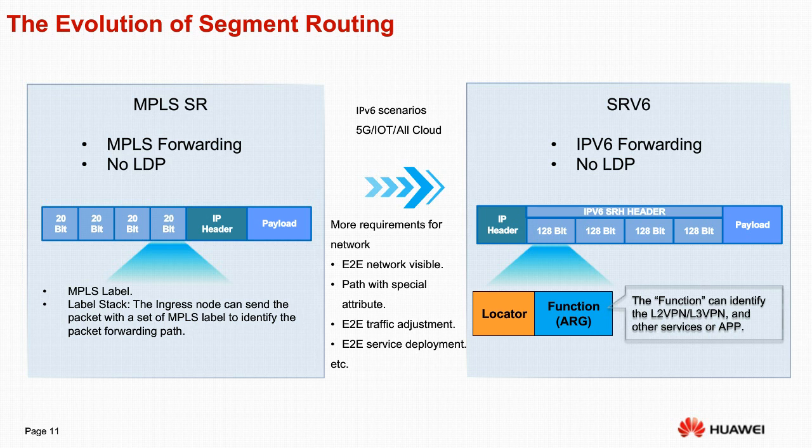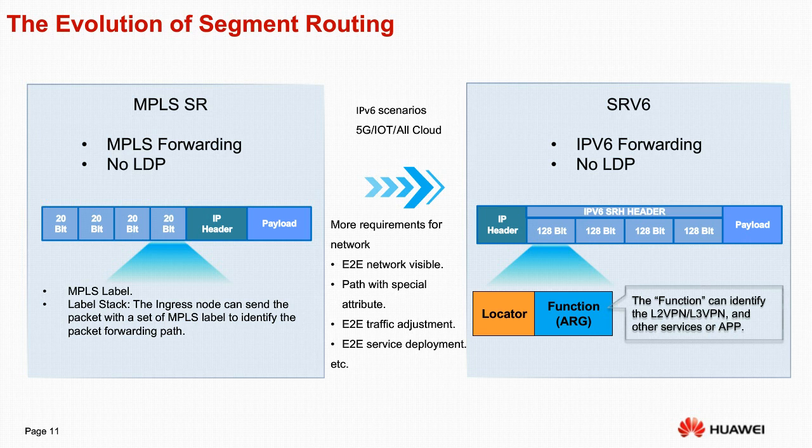We can say its packet is different. In the IPv6 packet, a new header, the SRH header, is added. There is a set of IPv6-like labels. 128 bits is one label. At this time, one label can have more programming capability.